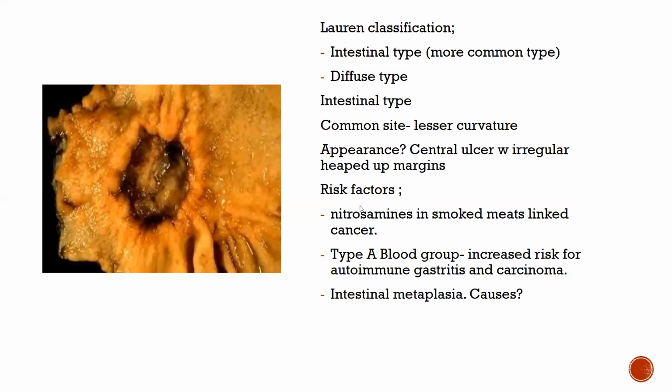Okay, what are the risk factors? Nitrosamines in smoked meats. This is linked to cancer. Which cancer? The intestinal type of the gastric adenocarcinoma. Literally, this is mostly seen in places like Japan and various other places.